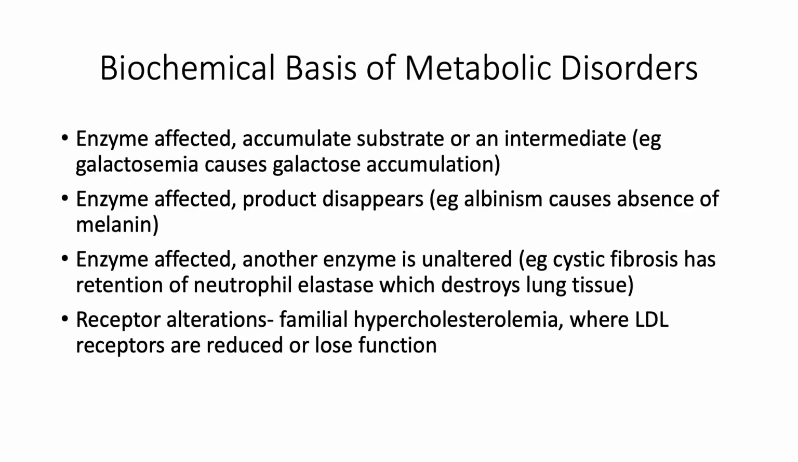The biochemical basis of metabolic disorders. Enzymes are affected. These accumulate substrate or an intermediate. One example is galactosemia, where galactose is accumulated. When the enzyme is affected, the product can often disappear, such as albinism causes absence of melanin. Another form of an enzyme affected is where another enzyme is unaltered. For example, cystic fibrosis has retention of neutrophil elastase, which destroys lung tissue. Receptor alterations include familial hypercholesterolemia, where LDL receptors are reduced or lose function.